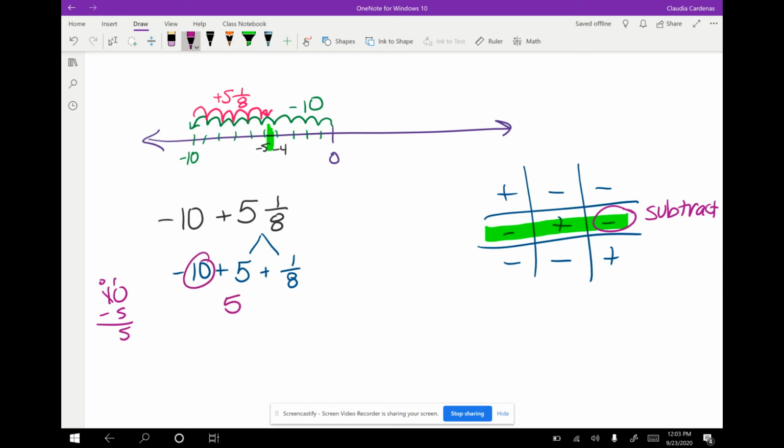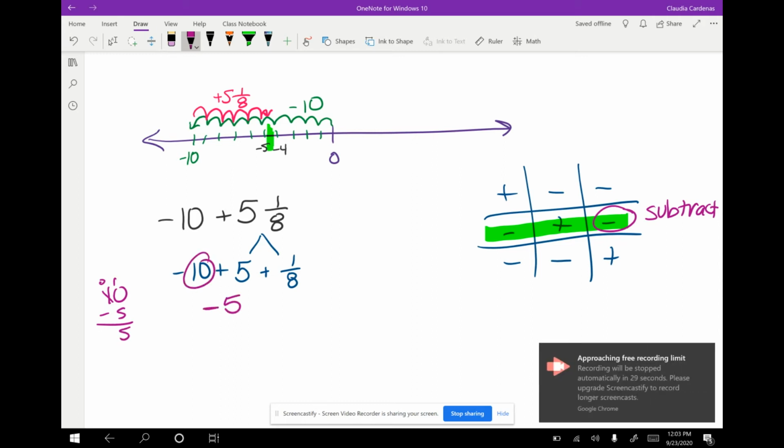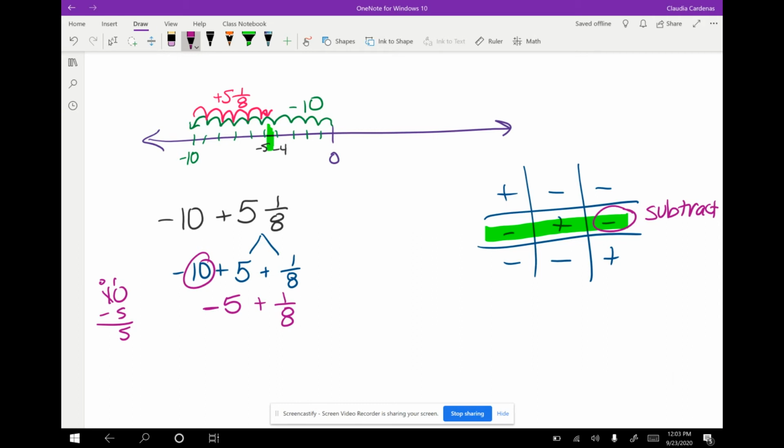And since 10 is bigger, that means we are still in the negatives, which makes sense because we're still on the negative side of our 0. And then we have the plus 1/8 because we haven't done anything with that. All right, well, now I see that these numbers have different signs, so I know that I cannot add these numbers to get 5 1/8 or -5 1/8. This is super important because we still follow our integer rules as shown in our tic-tac-toe chart.